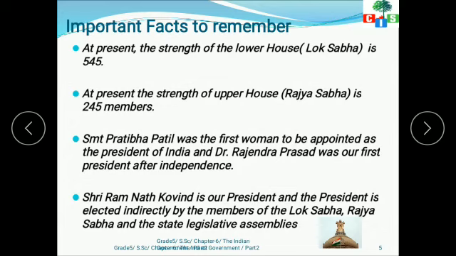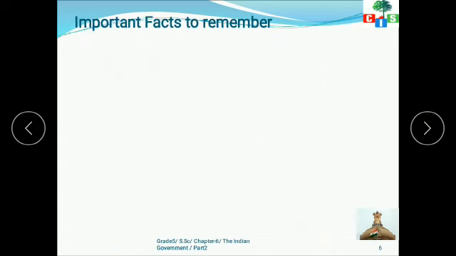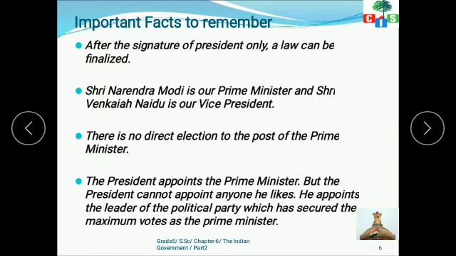Now, Shrimati Pratibha Patil was the first woman appointed as the President of India. And who is the first president after independence? Dr. Rajendra Prasad. So just remember the two names: Shrimati Pratibha Patil, the first woman president of India, and Dr. Rajendra Prasad, the first president of our country. Now, Shri Ramnath Kovind, this is also very important. He is our president, and the president is elected indirectly by the members of Lok Sabha, Rajya Sabha, and the state legislative assemblies. Now, the other fact is, only after the signature of the president can a law be finalized.